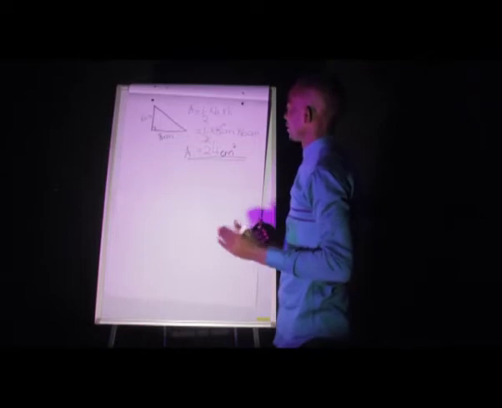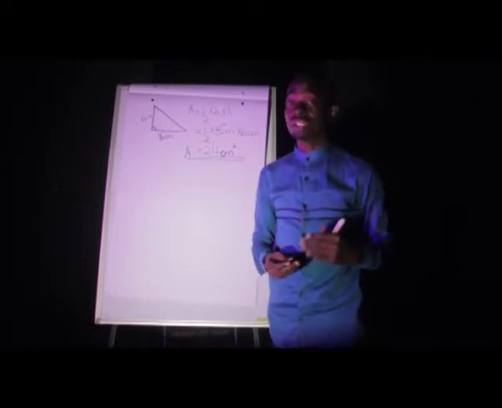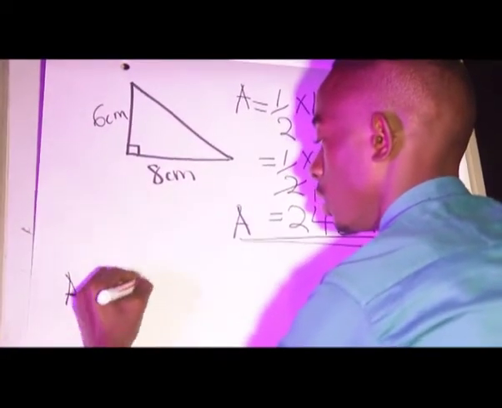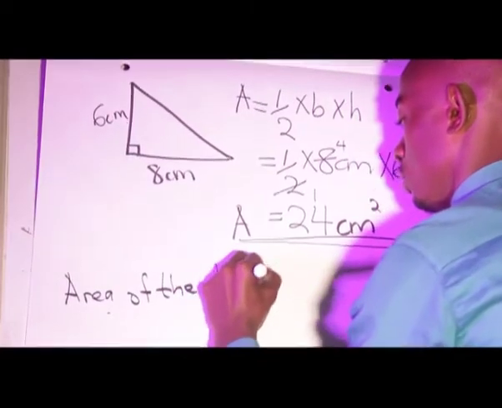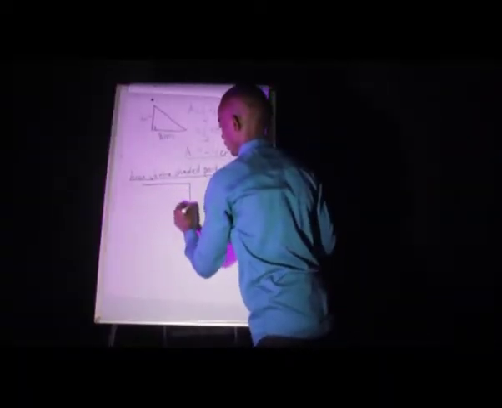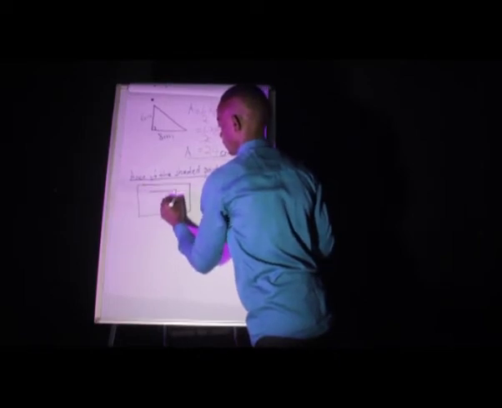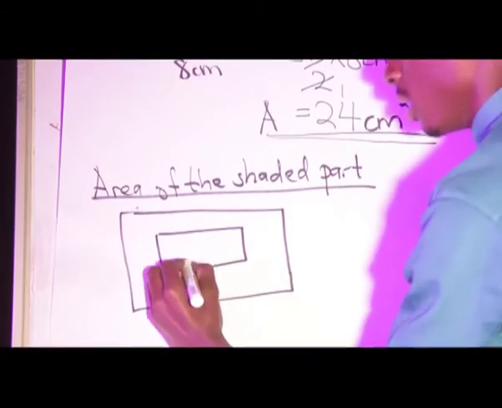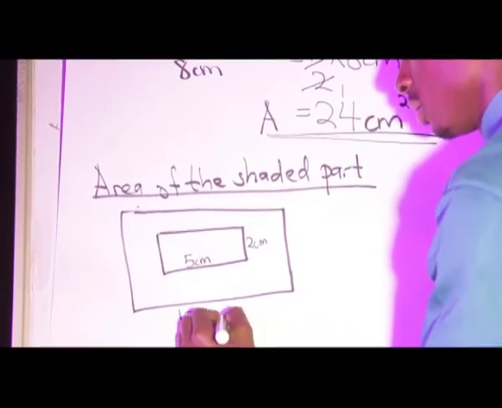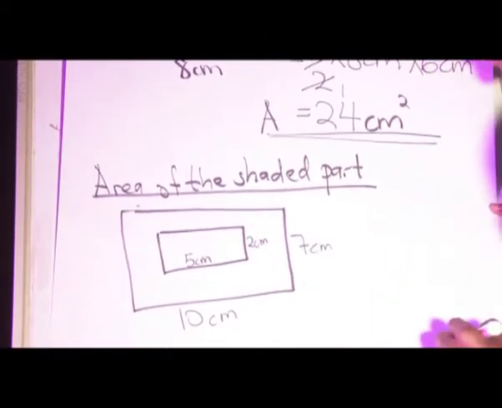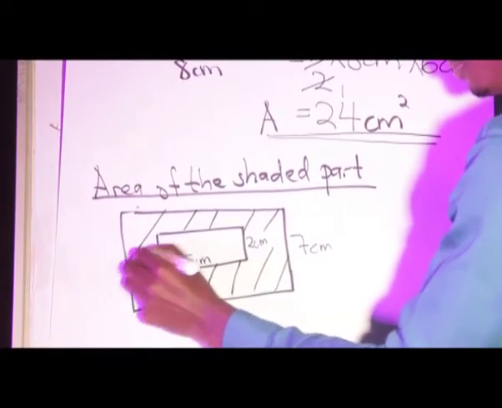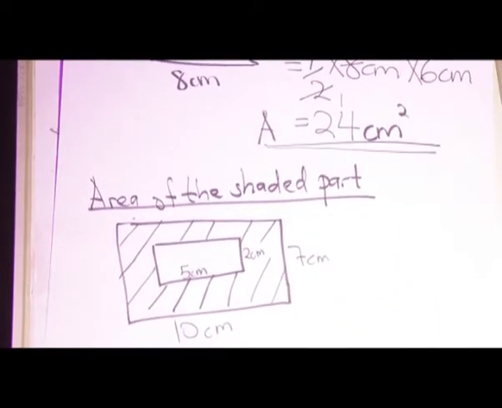Okay. Now, after that, maybe we can look at something else called area of a shaded part. So from this, if I have an example, maybe this one. Here I have 5 centimeters, then I have 2 centimeters, down here I have 10 centimeters, and here I have 7 centimeters. So my shaded part is this one. I'm required to determine the area of the shaded part.